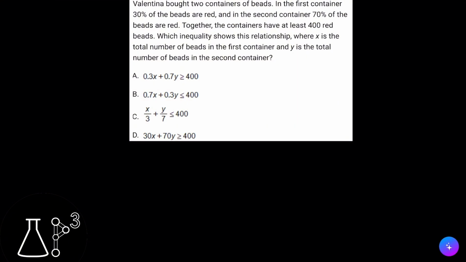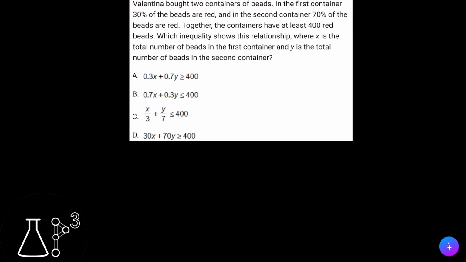Valentina brought two containers of beads. In the first container, 30% of the beads are red, and in the second container, 70% of the beads are red. Together, the containers have at least 400 red beads. Which inequality shows a relationship where x is the total number of beads in the first container and y is the total number of beads in the second container?